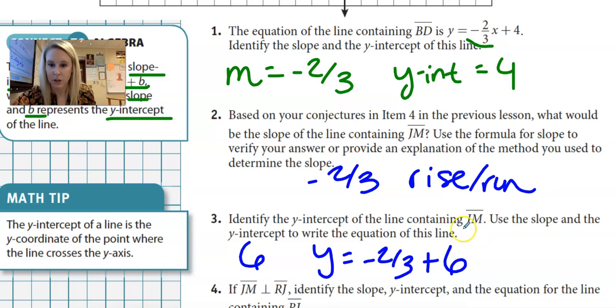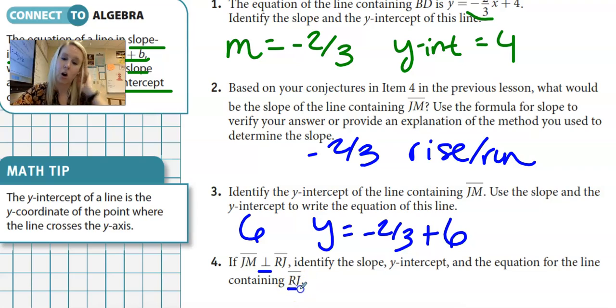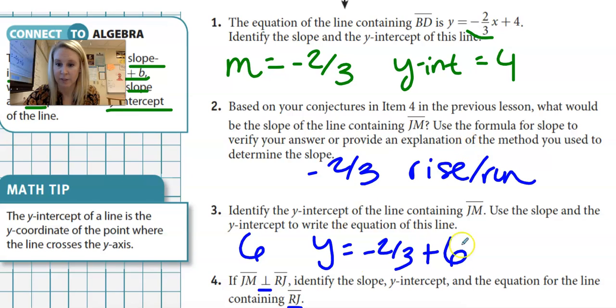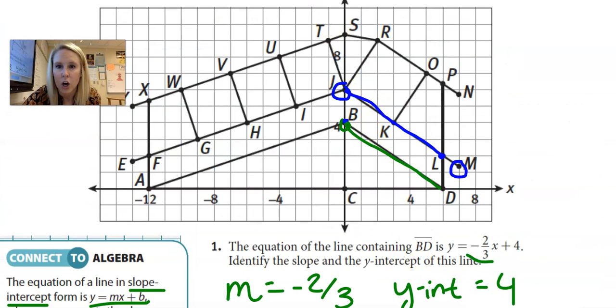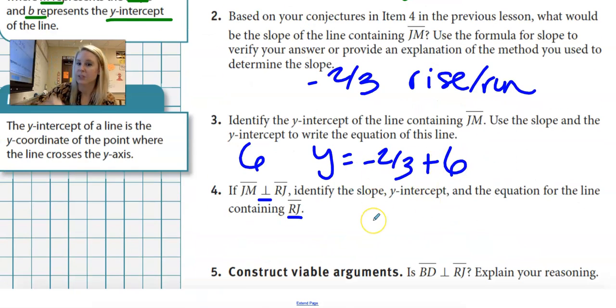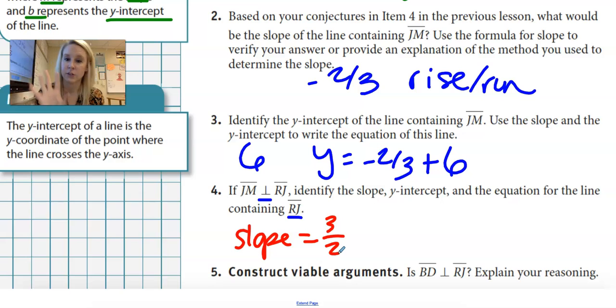Okay? So if JM and RJ are perpendicular, identify the slope, the y-intercept, and the equation of the line RJ. Okay? So JM is in blue, and I have the blue equation. So we're looking at RJ now. RJ is in red. So it tells me it's perpendicular. So to find the opposite reciprocal slope, it will be 3/2. So I'm going to flip my fraction, and the negative 2/3 was negative, so I'm going to have a positive number.